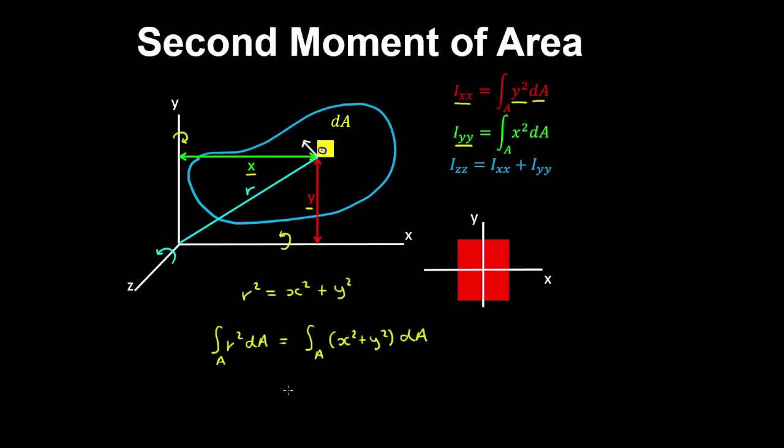And if we break up the integral on the right, we obtain a moment of inertia about the y-axis plus the moment of inertia about the x-axis. And this quantity here is the polar moment of area, which we denote IZZ, which is equal to IXX plus IYY.